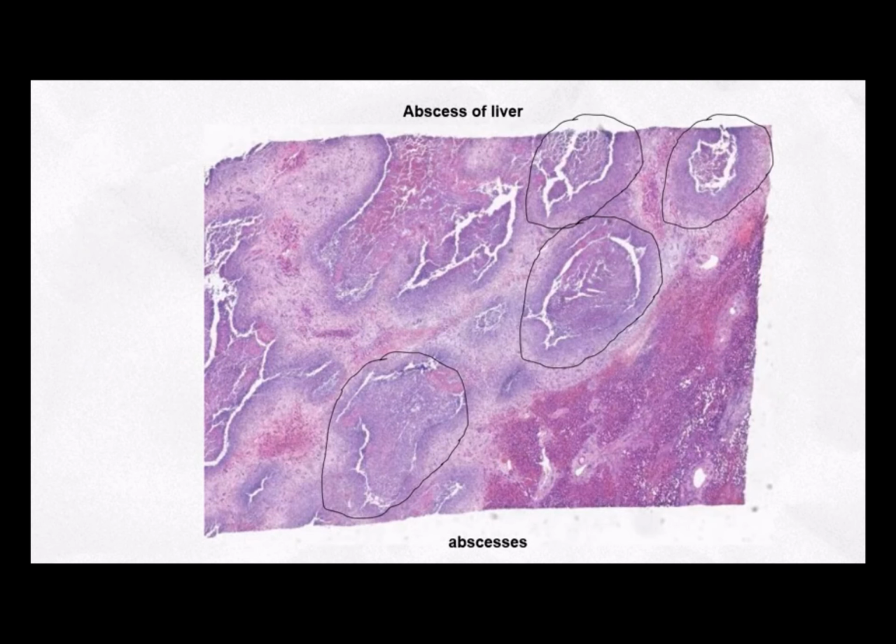At low power, some scattered, well-defined round foci of variable size can be seen in the liver tissue. Those are abscesses. Look at the picture. This is an abscess. It's a well-defined round focus. Normal liver tissue is seen at the lower right.